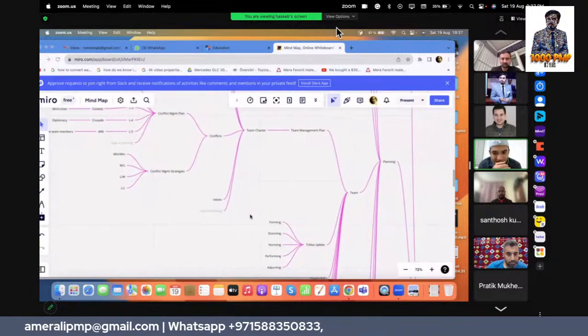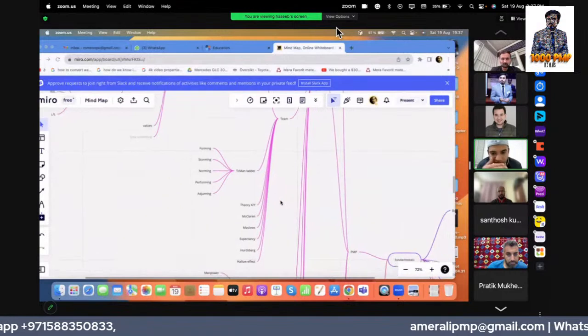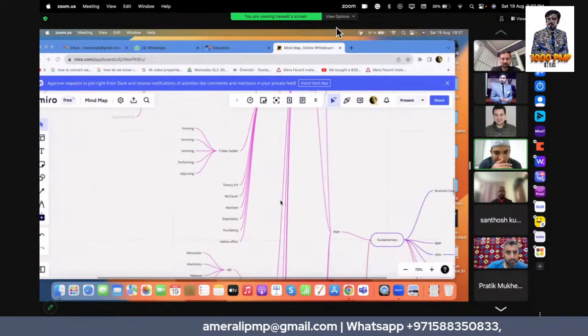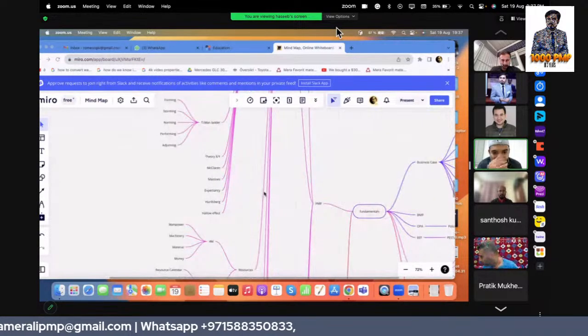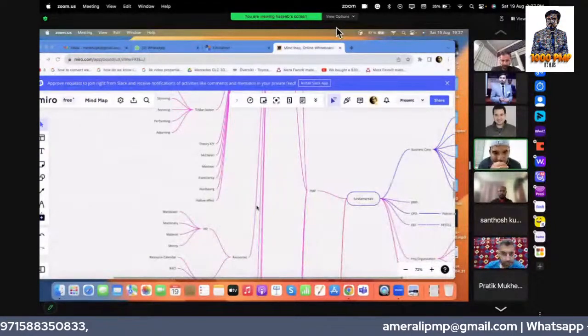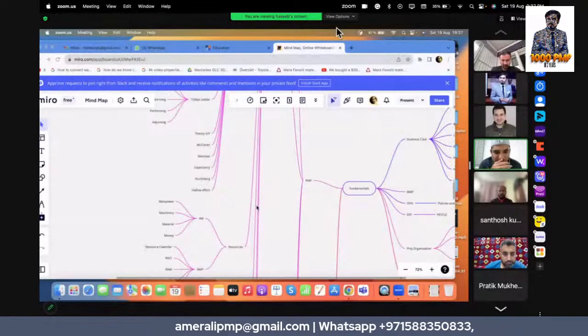Then values. And then in team we have the Tuckman diagram. In the Tuckman diagram we have the formation of the team: forming, storming, norming, performing, and adjourning. And then for the motivation of the team, we have some theories like McClelland's theory, Maslow's theory, expectancy theory, Herzberg's halo effect, and XY theory.